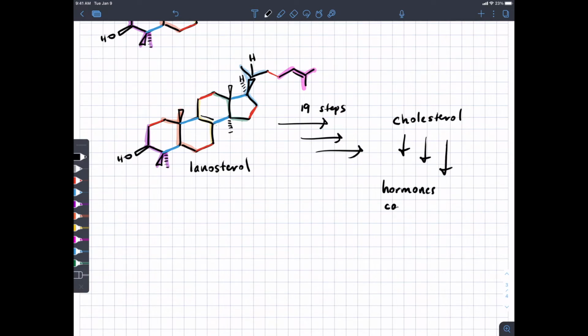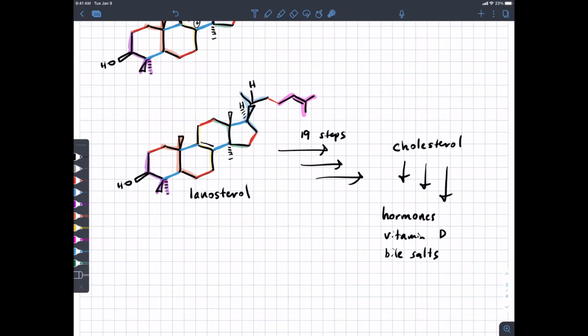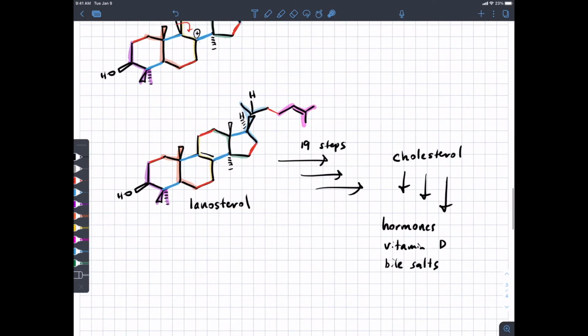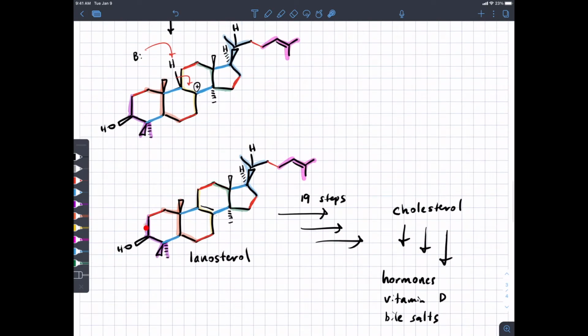You can convert it into, I guess cortisol would be included in the hormones. So you've got progesterone, estrogen, testosterone, cortisol, and then you also have vitamins like vitamin D, and you also have bile salts, which homogenize lipids and fats in your diet. And so all of these things come from cholesterol. But the core ring structure stays the same from this point out.